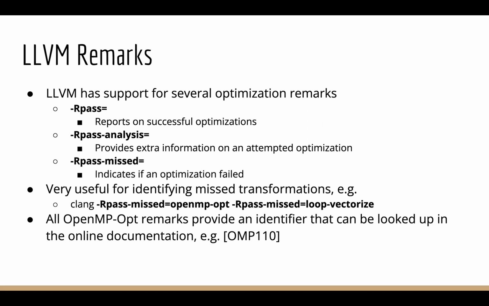One more thing we do for OpenMP opt specifically is to provide an identifier that can be looked up easily in the online documentation. So every single OpenMP opt remark will typically have some little keyword after it, like for example, OMP100. And that will let you just Google that or look it up in the documentation. And there will be a description of why or why not that happened and potential ways to address it.